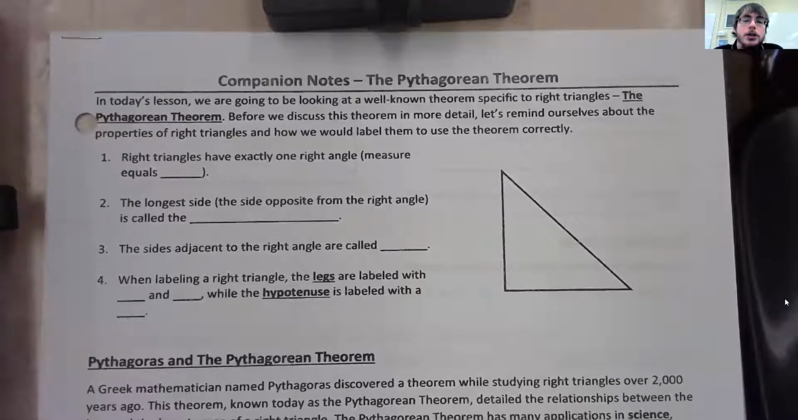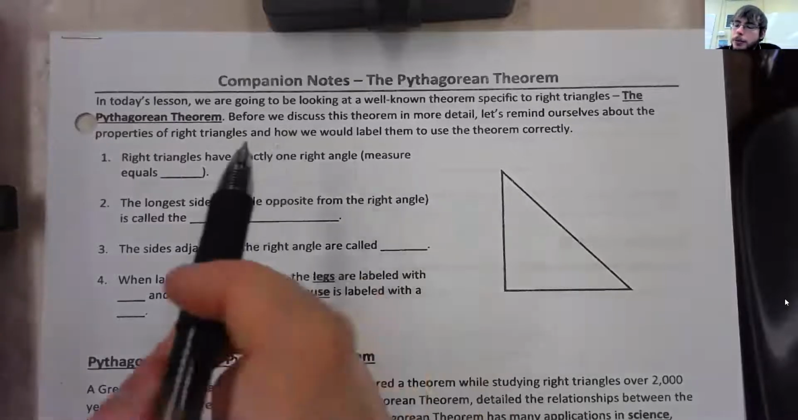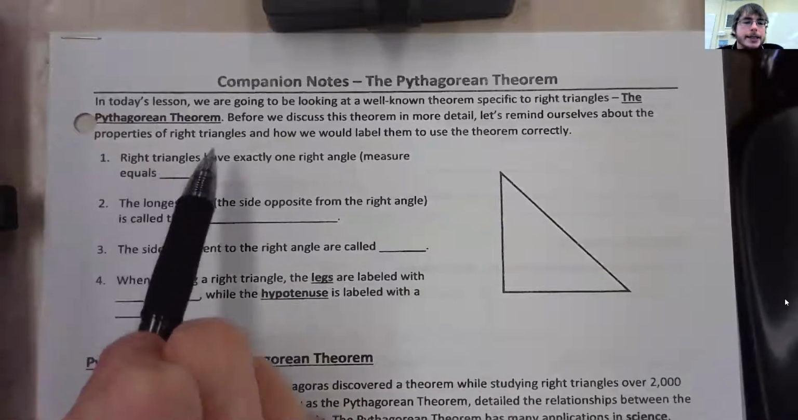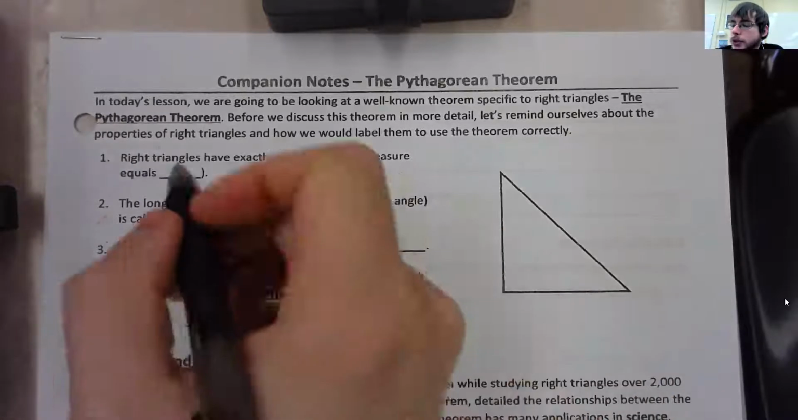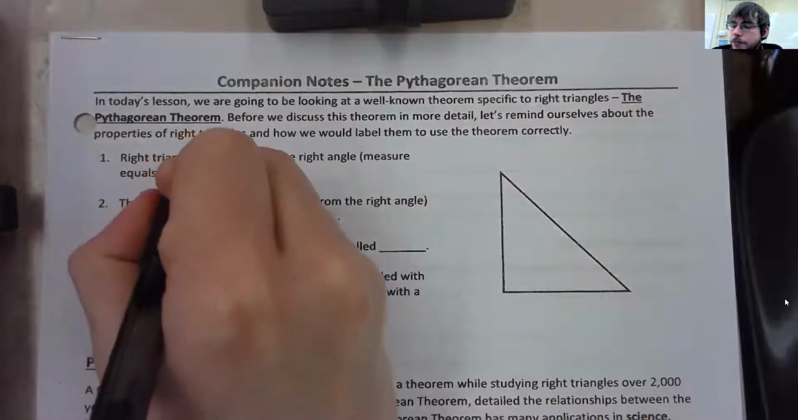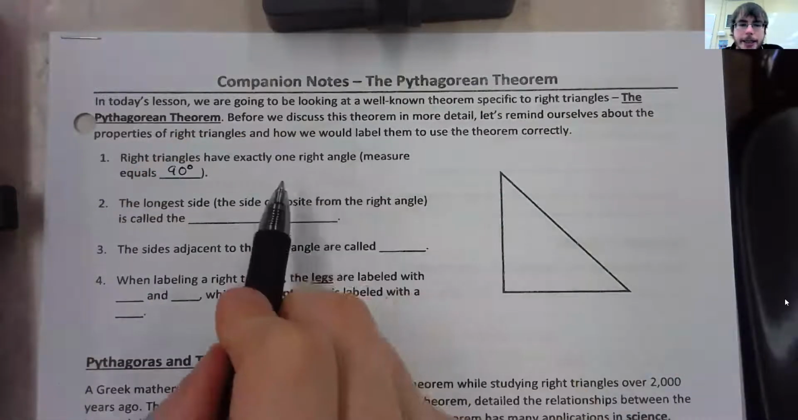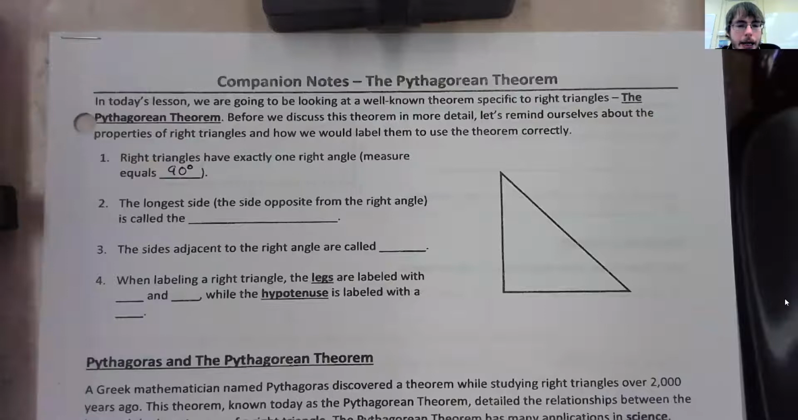So before we start talking about this theorem in more detail, let's remind ourselves about the properties of right triangles and how we would label them to use the theorem correctly. So the first property, right triangles have exactly one right angle, which means that their measure equals 90 degrees, okay? So it has exactly one right angle.